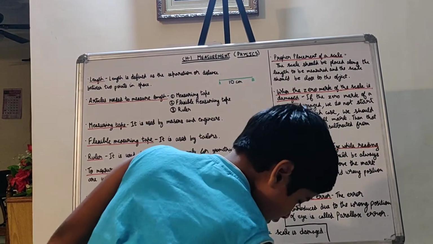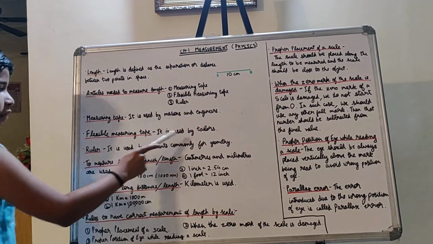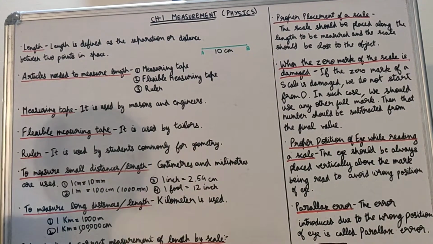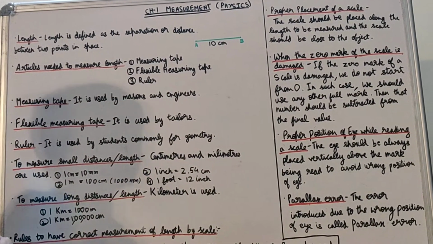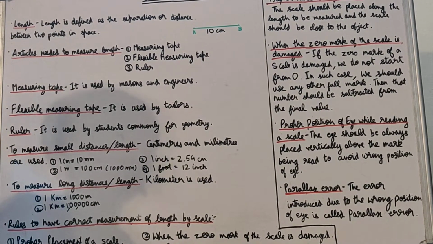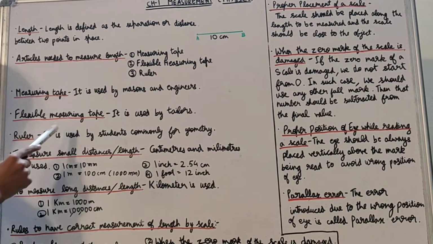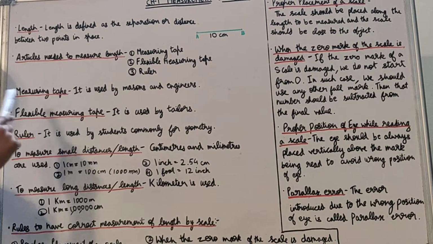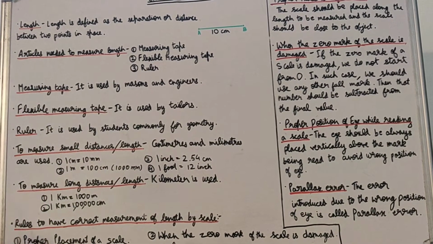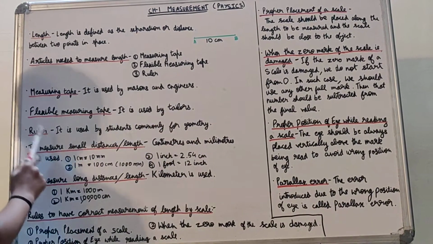Then there is the flexible measuring tape. The flexible measuring tape is used by tailors. If you go to a tailor's shop and ask him to stitch a cloth, he will first take measurements using a flexible measuring tape. The measuring tape and flexible measuring tape are the same, but the difference is that the flexible measuring tape is flexible, which can be used by the tailor to take measurements of a body.